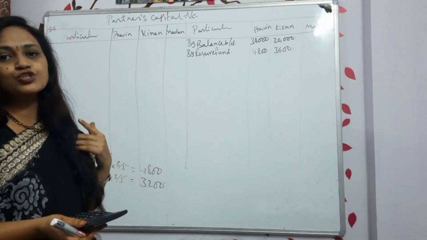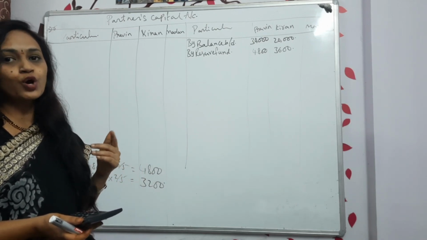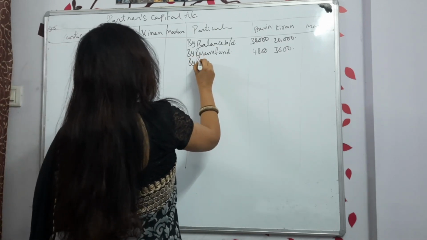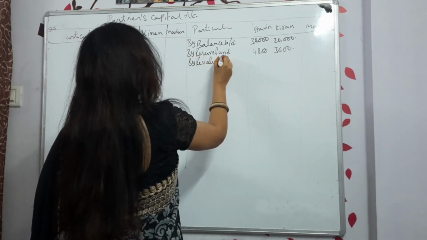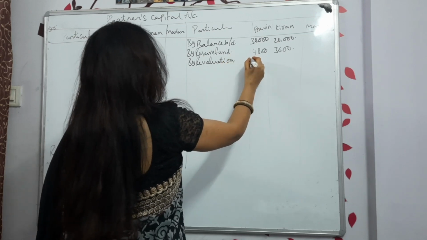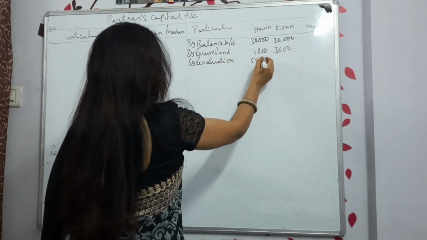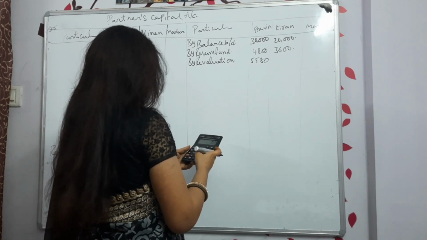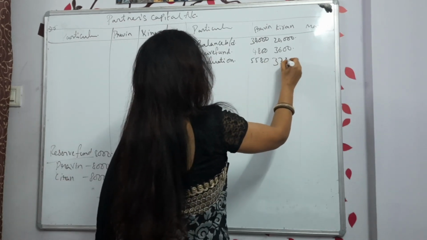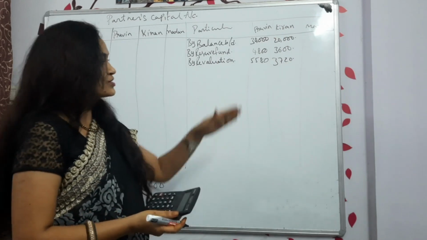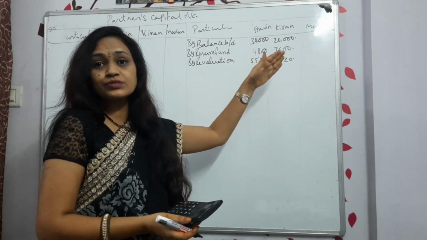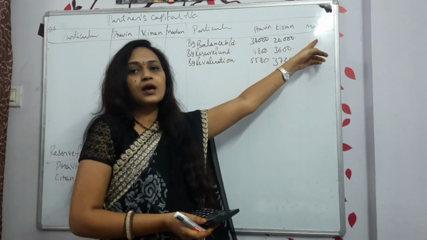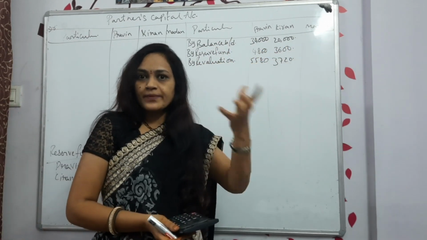Next, revaluation. From the revaluation, you got some profit. What is that amount? By revaluation account, how much did you get? 5,580, right? Then 3,720. 5,580 minus 3,720. Now, the new partner, Madan, would have brought some capital, right?